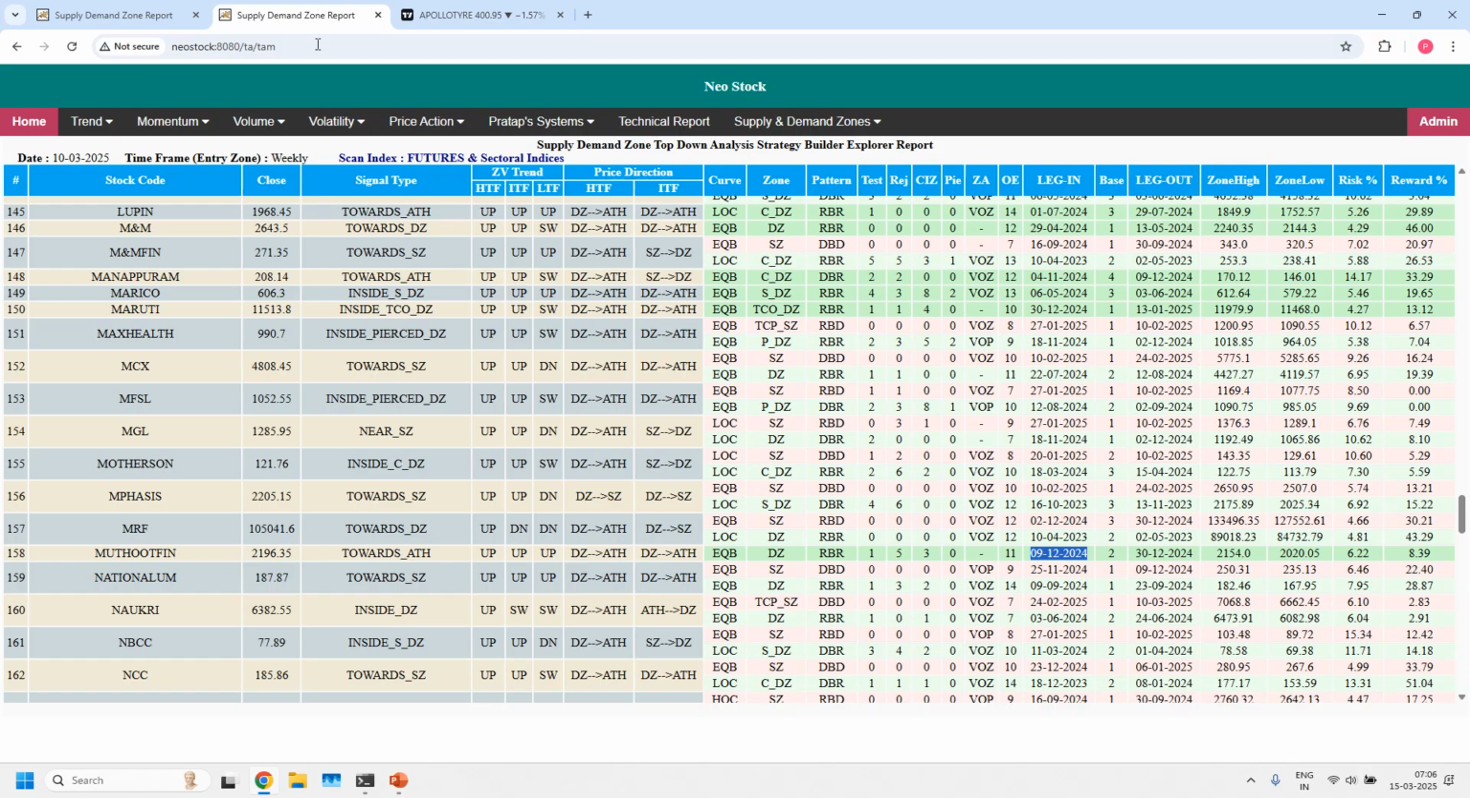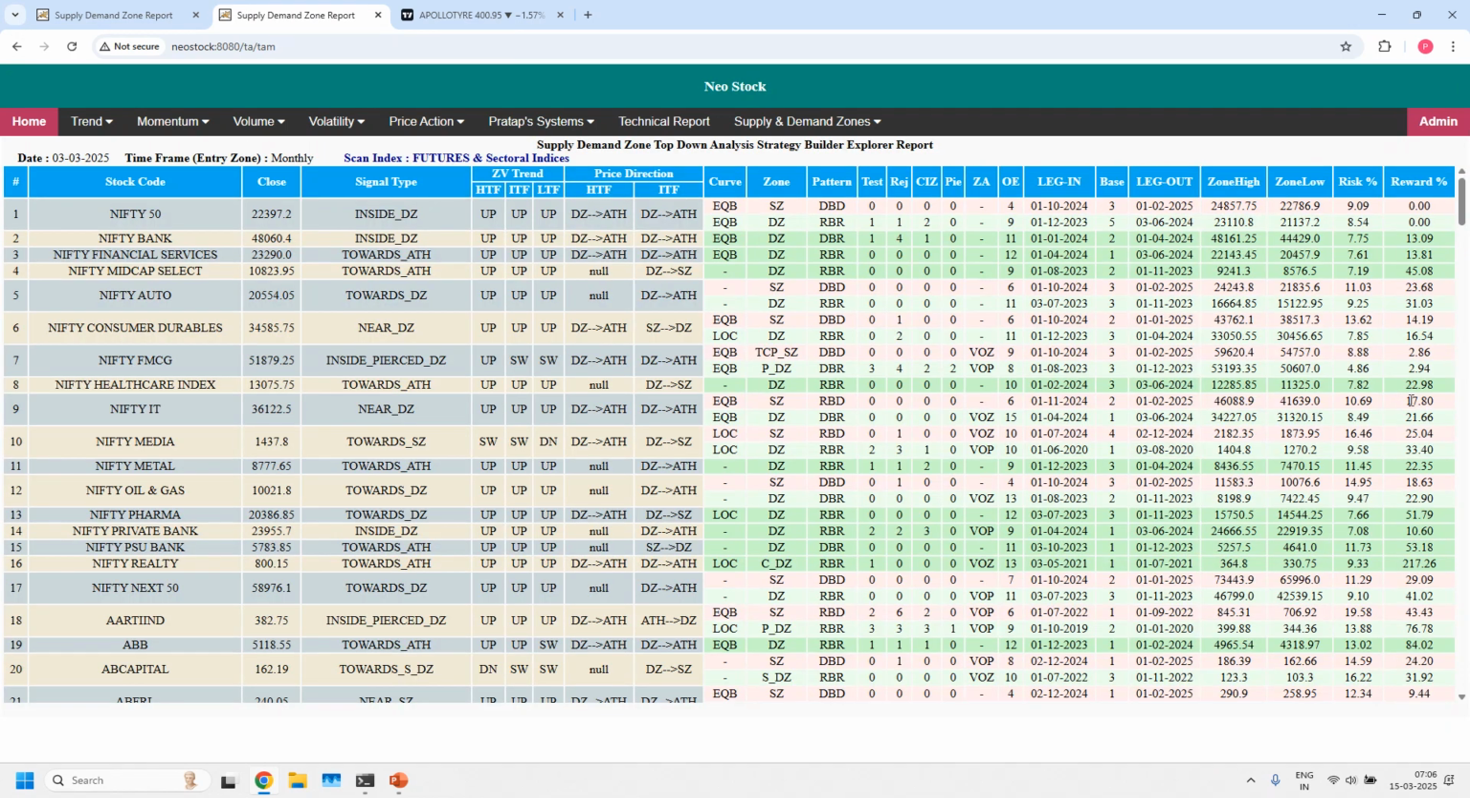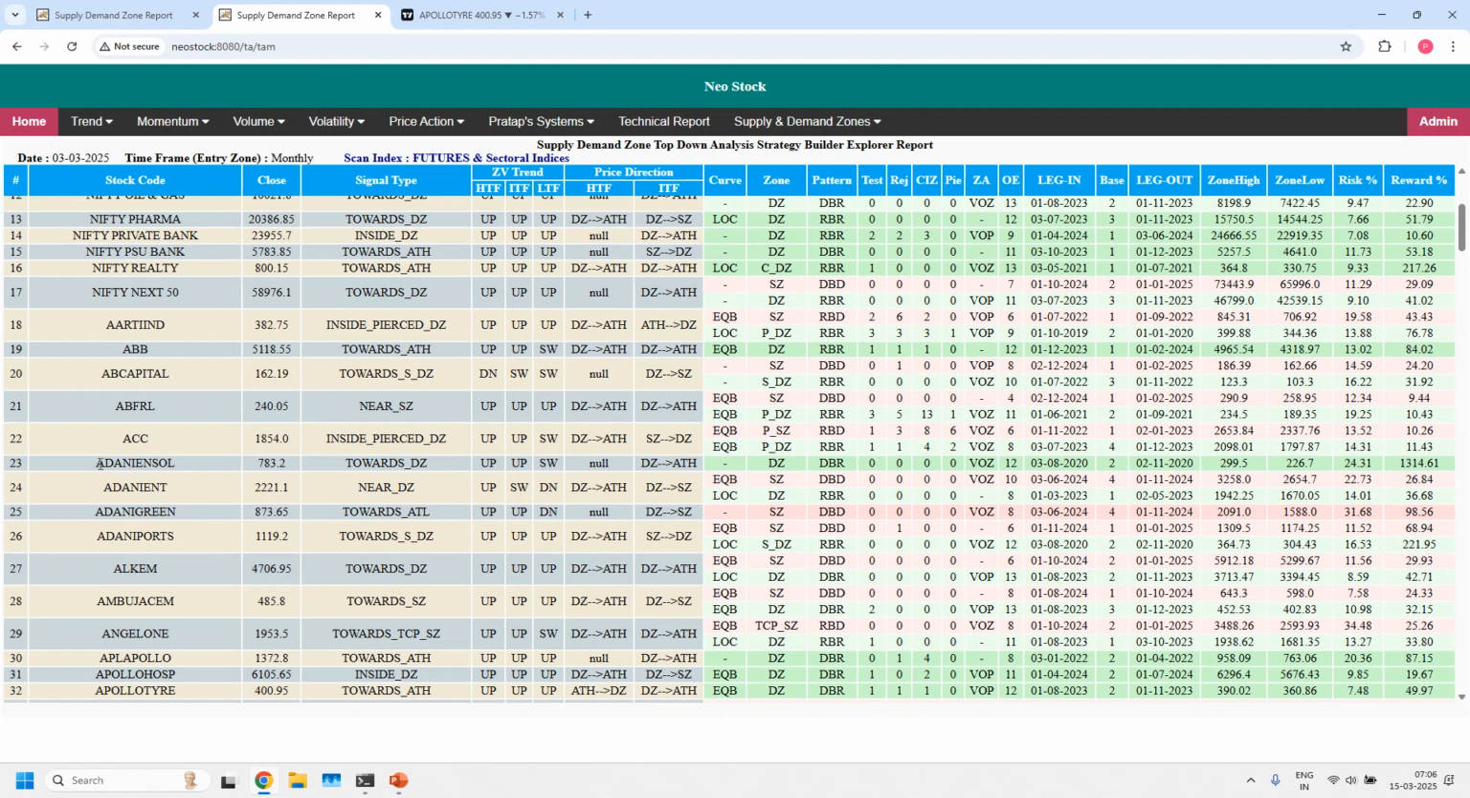We will verify here. Let's go back and generate the monthly time frame. I am selecting, generating all the zones. Apollo Tyre is available here. Let us check.